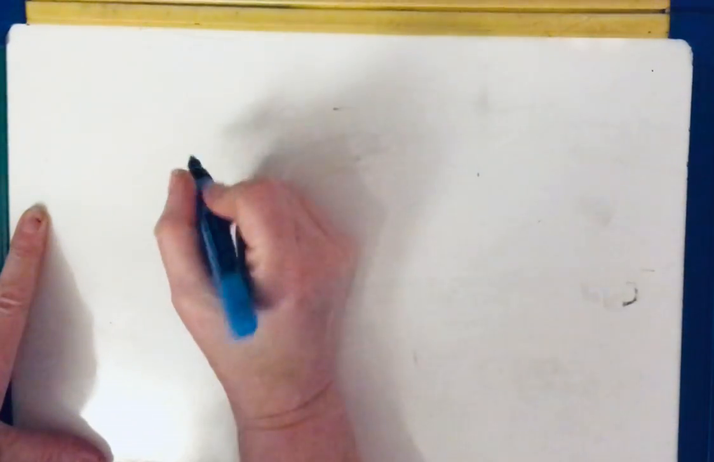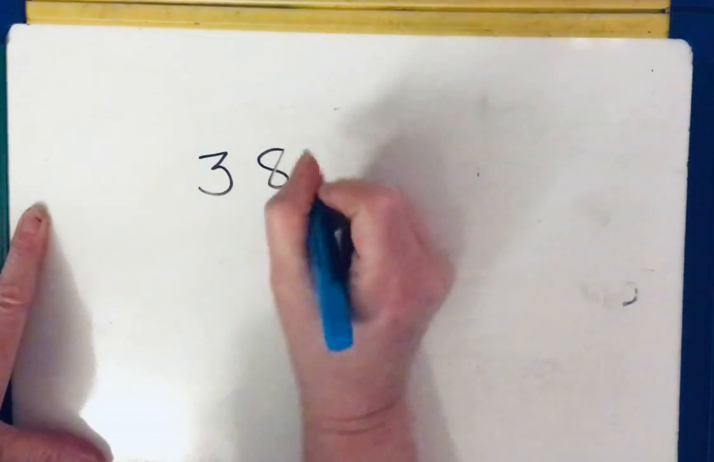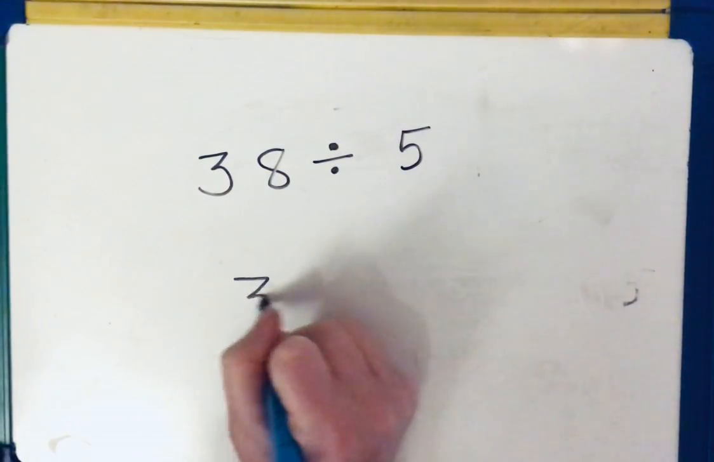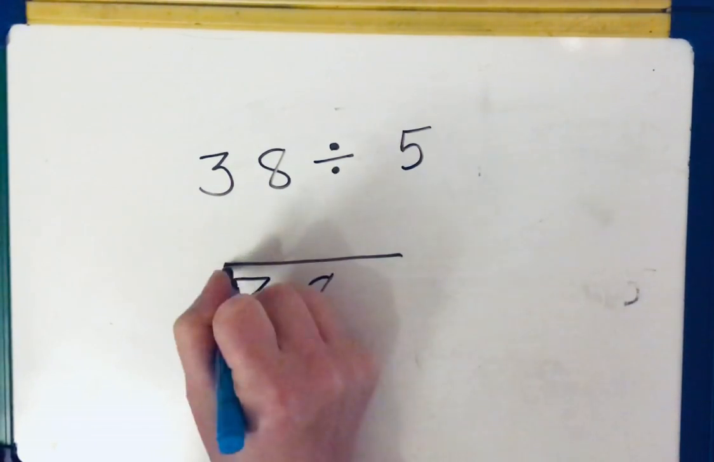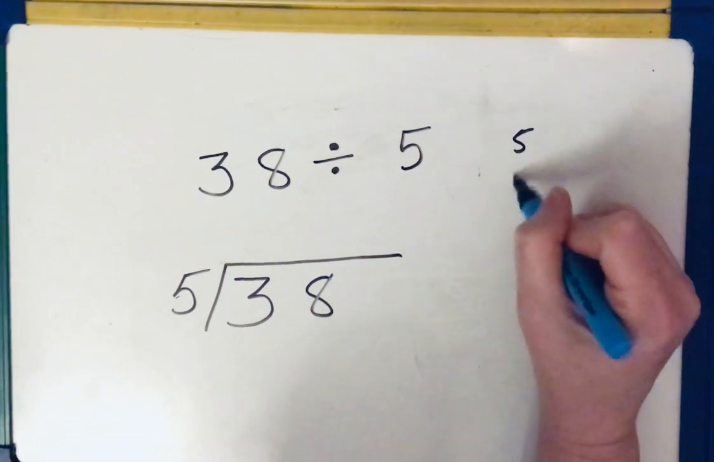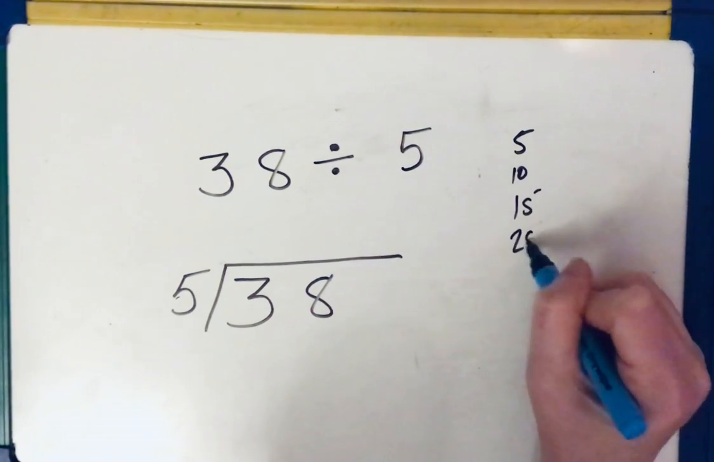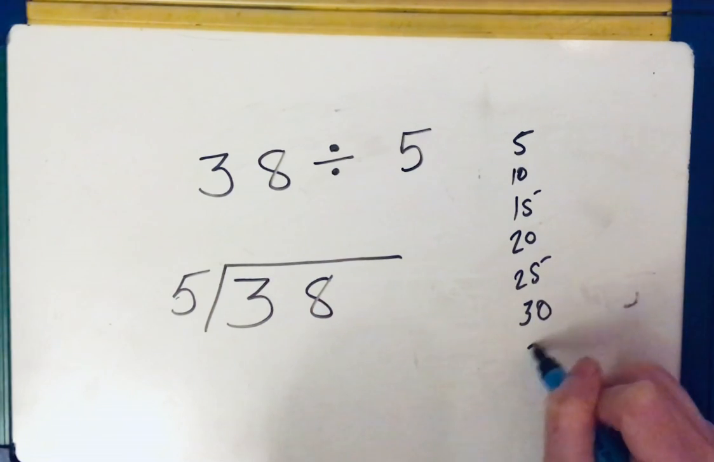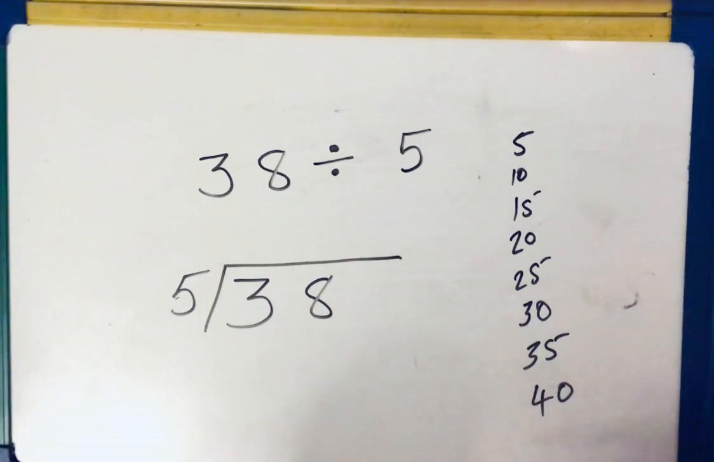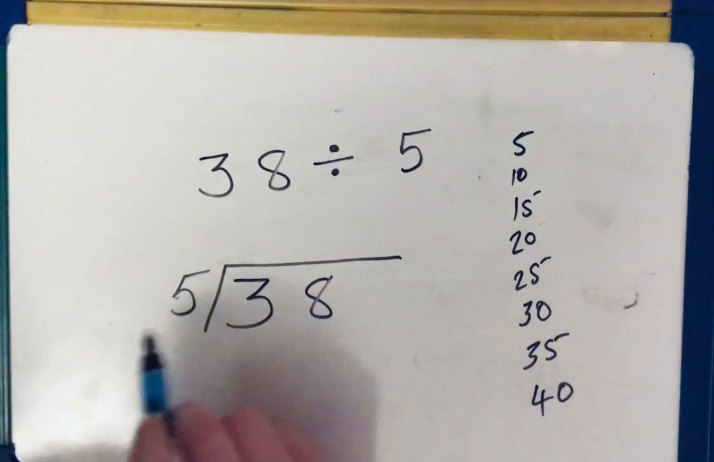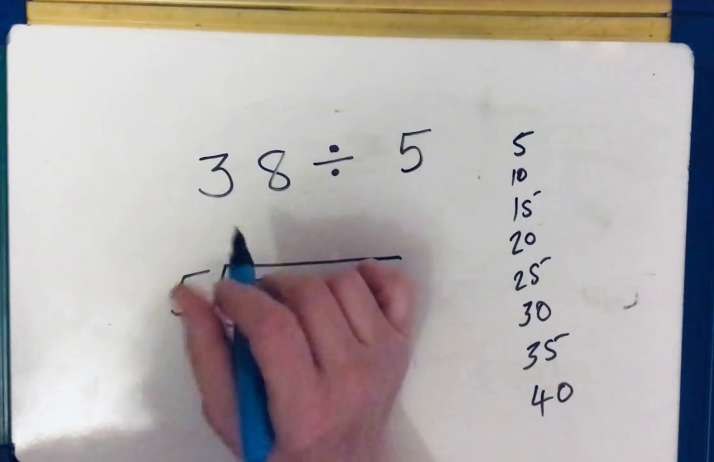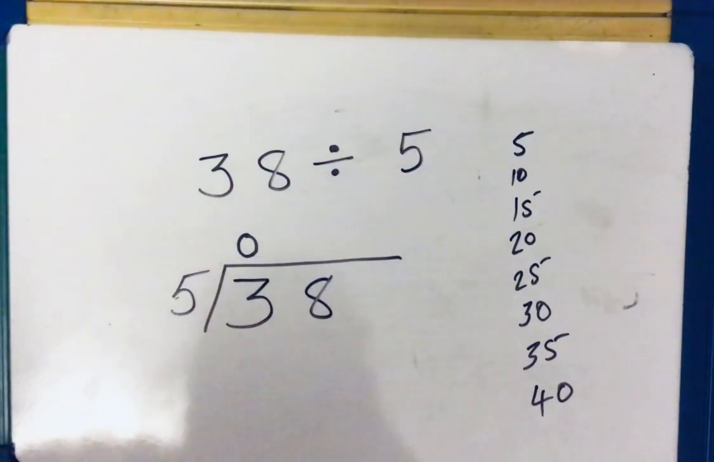I'll just do a couple more. 38 divided by 5. So 38 goes into the bus stop, and there's my 5. So this time it's the 5 times table. 5, 10, 15, 20, 25, 30, 35, 40. Might not need them all, but it just makes it easy to count. So 5's into 3. Now 5's into 3, look, don't go, because even 1 is just too big. So that goes in 0 times.